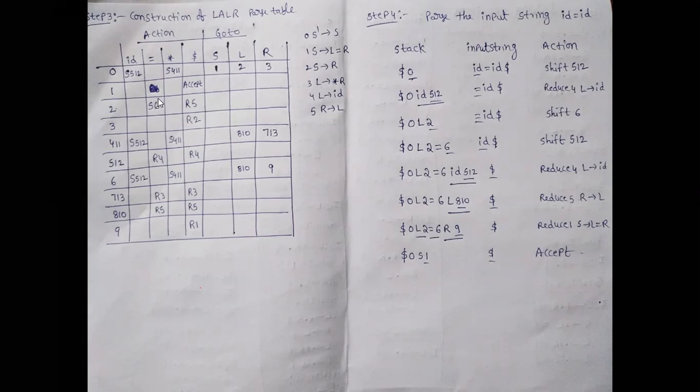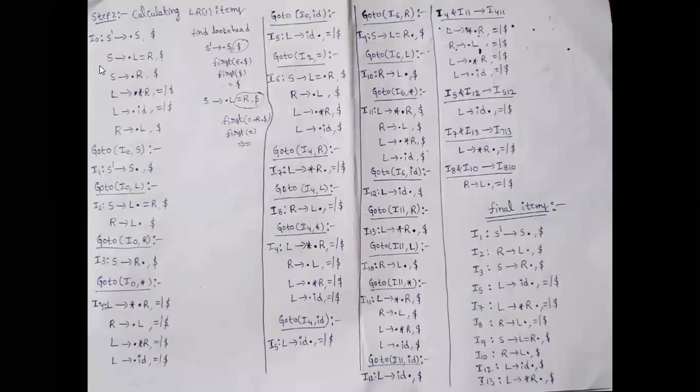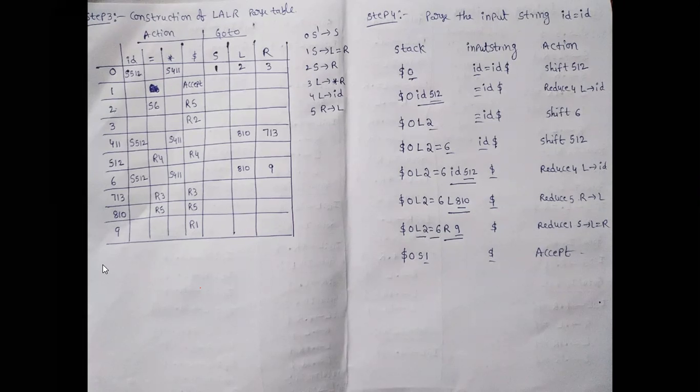Then write the parsing table. So we are having goto of 0 comma S, that is I1, and 0 comma L, that is I2, and 0 comma capital R, that is I3. So we are specifying the states. In the 0th state, for non-terminal capital S, we are getting state 1. So we are writing 1, and for L we are getting I2, and for R we are getting I3. So we are writing 1 2 3. These are the state numbers, the rows with state numbers.